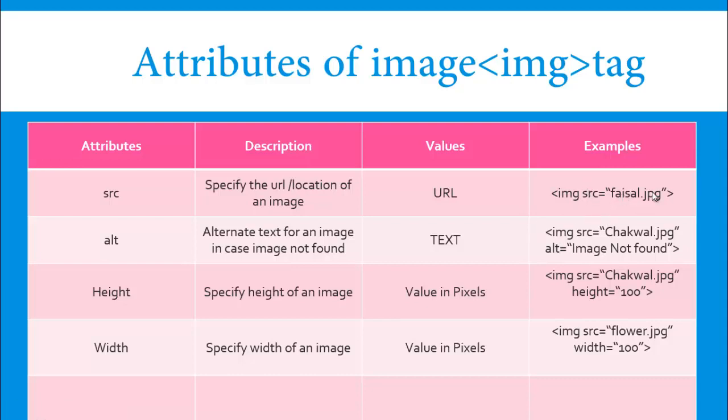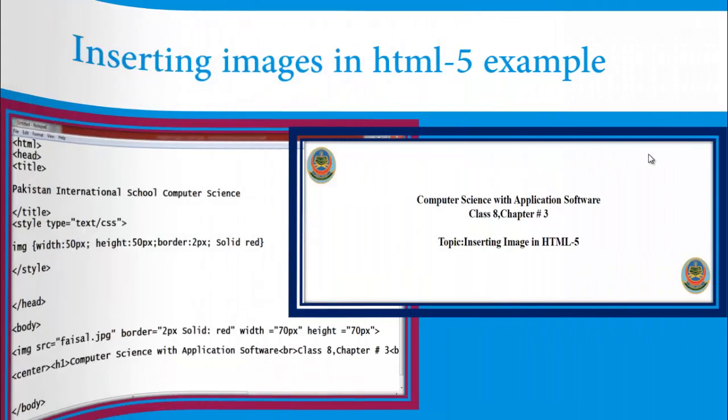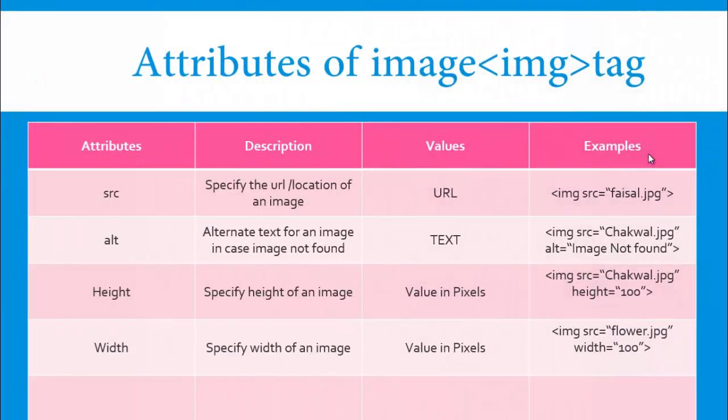You use this single tag img, space, src, meaning source, is equal to the file name. Here the file name is facil.jpg within double quotation marks. Then you can save and run this script.